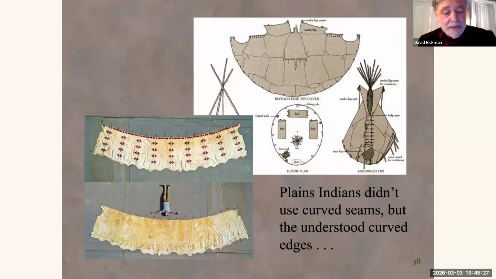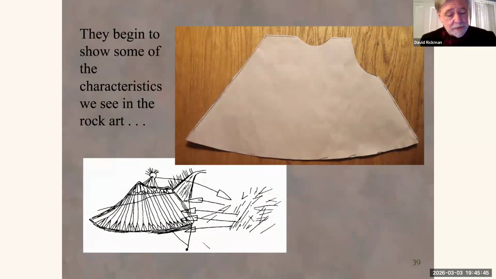While they didn't use curved seams, they did create curved edges when constructing with hides, most especially the teepee and its fittings. With these, they were able to fit flat hides to a cone. So with that in mind, I started over. What I discovered is that when you construct horse bardings in this way, they begin to show some of the same characteristics we see in the rock art, such as the slight curve at the bottom on the rear edge. The back of the armor is somewhat longer than the front.